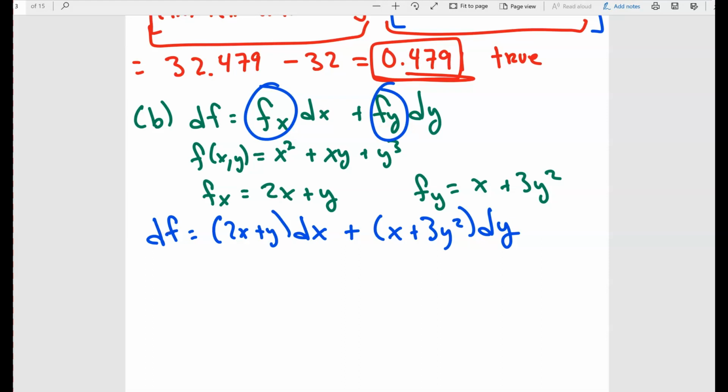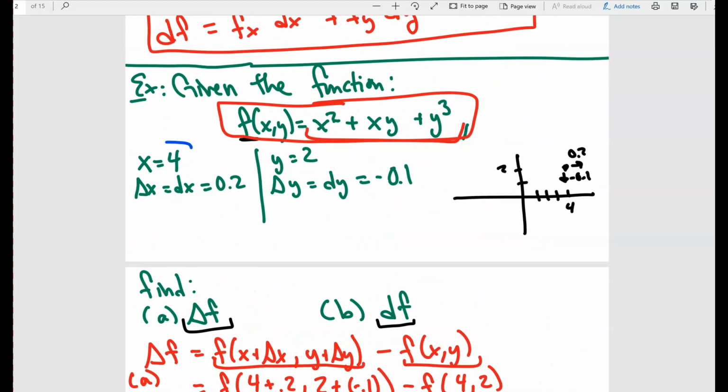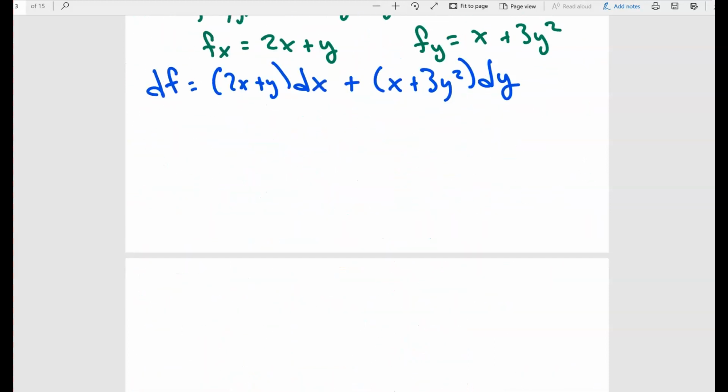So let's go back to the problem. We know what x and y should be. That was given to us in the problem. x was just 4, y was just 2. Delta x and dx are both going to be the same thing, 0.2, and dy is negative 0.1. Okay, so let's plug that in.